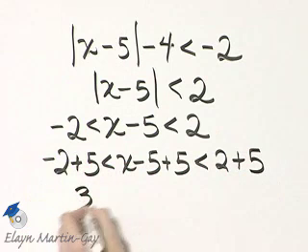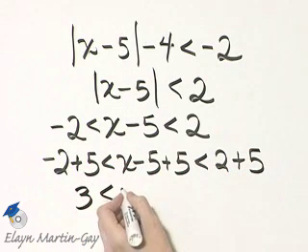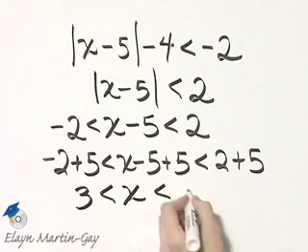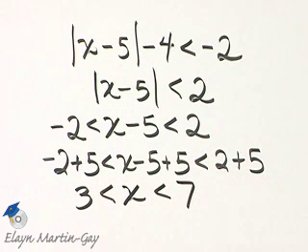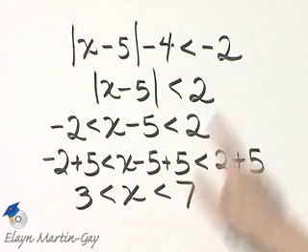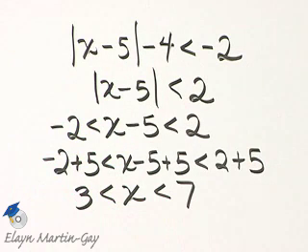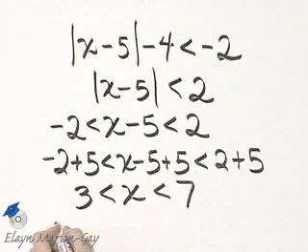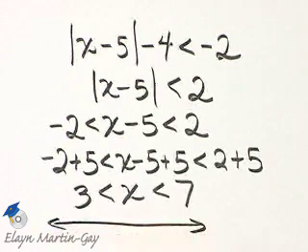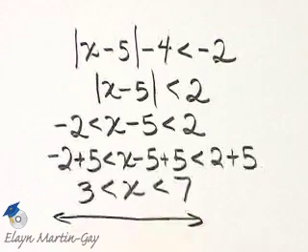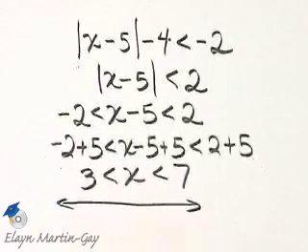Negative 2 plus 5, that's 3, less than, I have simply x less than 7. I have solved: all numbers between 3 and 7 are solutions to our original inequality. Let's go ahead and write it in interval notation, and first I will take a moment and graph it on a number line because I think it helps you when writing it in interval notation.